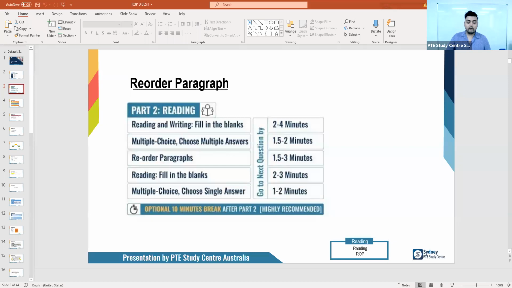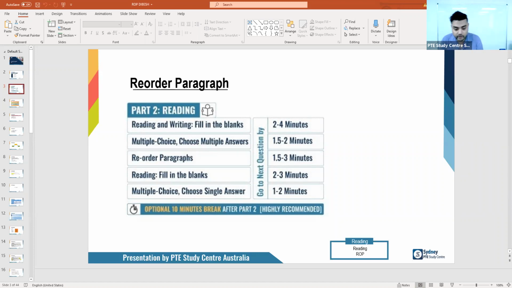It's highly recommended, so please follow this time management plan. We all know the most important questions in the reading are reading and writing fill in the blanks and reading fill in the blanks. They are the most important ones, so they need more time. You give more time to those by saving time from MCQs and reorder paragraphs.